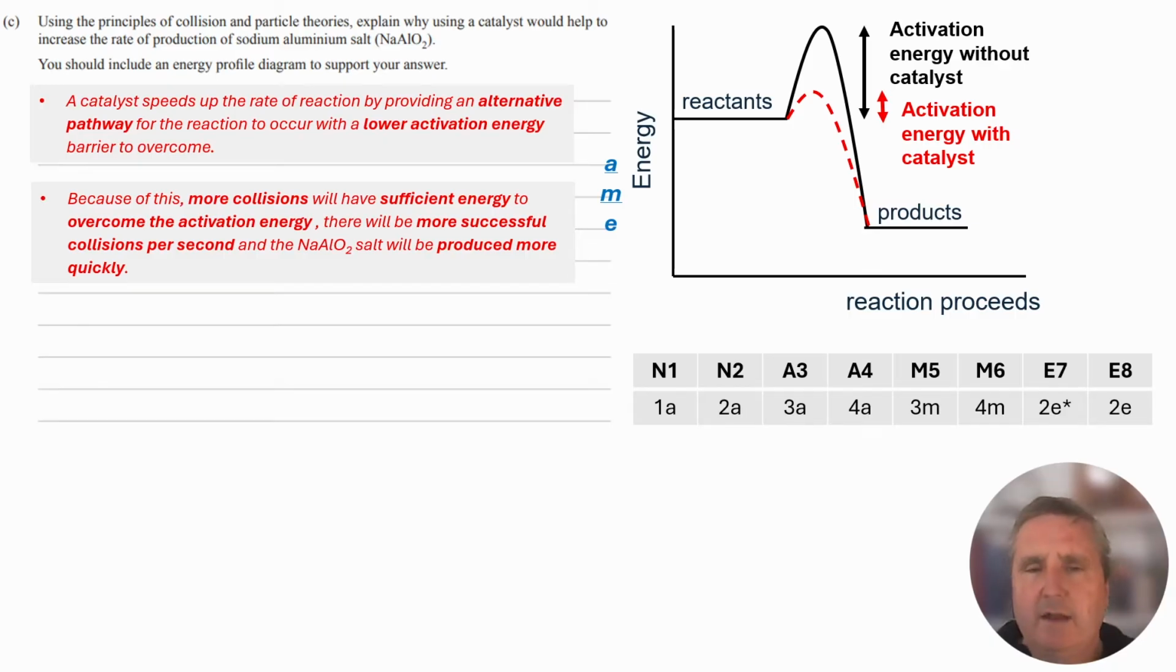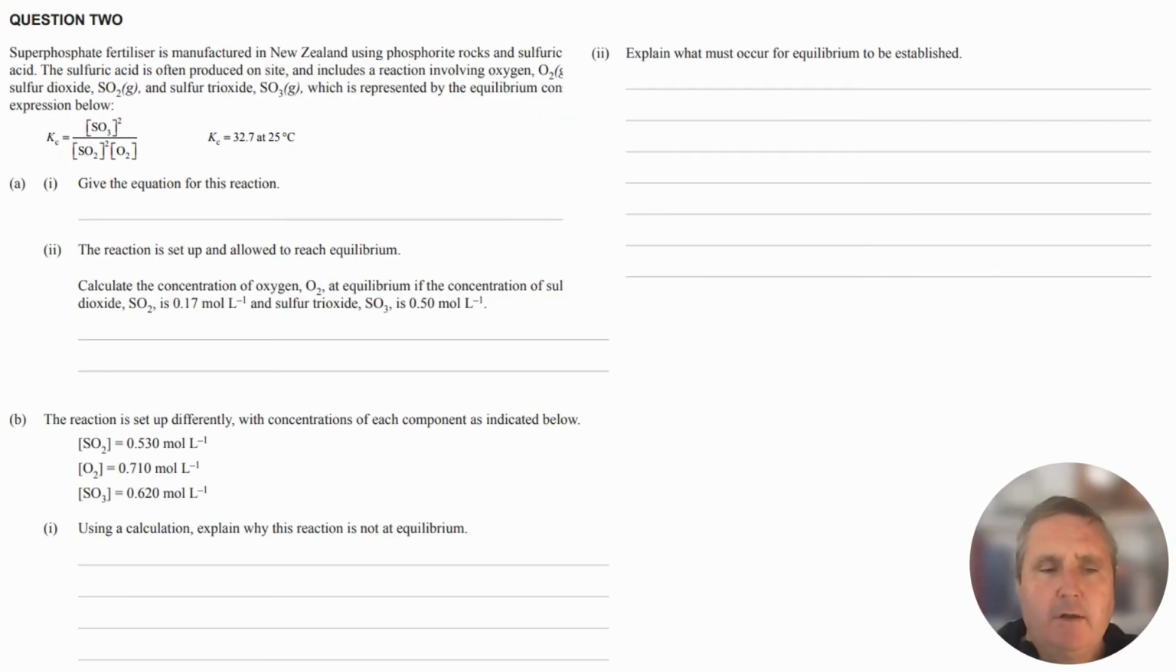Okay, let's have a look at the next question. Right, so let's have a look at question 2. Question 2 is another industrial chemical operation that happens in New Zealand. Superphosphate fertilizer is manufactured in New Zealand using phosphorite rock and sulfuric acid.